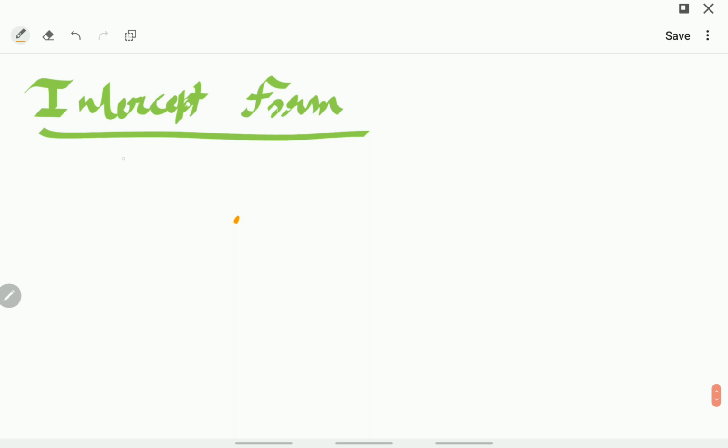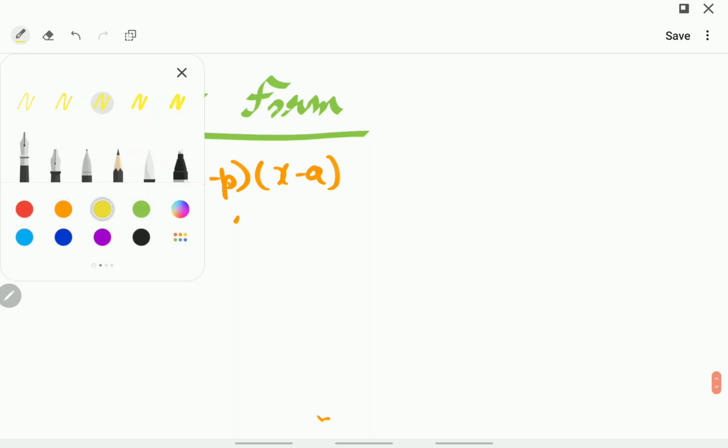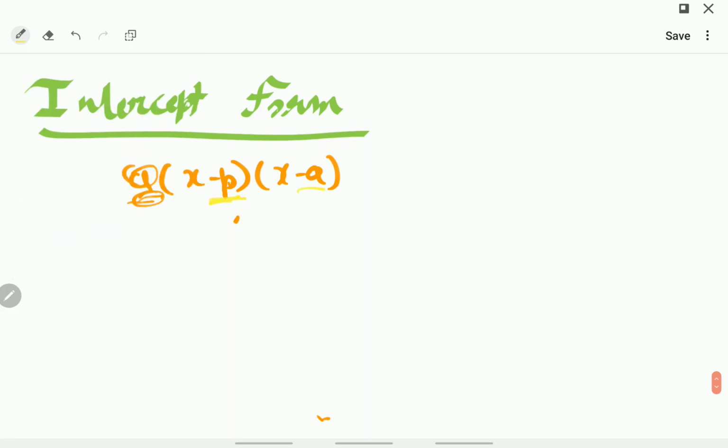So what is this intercept form? This intercept form is a times x minus p times x minus q, where p and q are usually integers, but anyways, doesn't matter. So it's the same thing. The a value determines the steepness of all that and everything. And these values, p and q, they're basically the x-intercepts. Hence why this is called the intercept form.